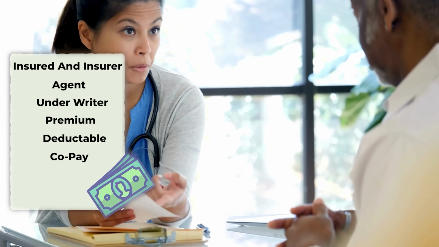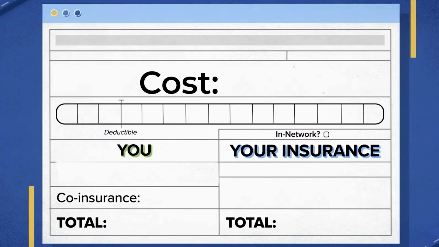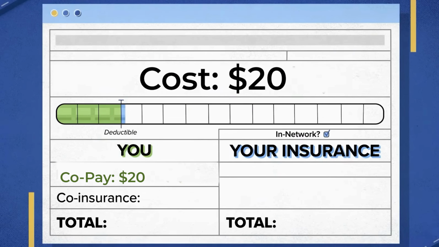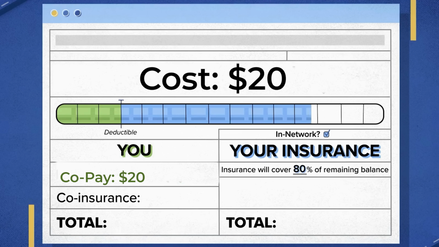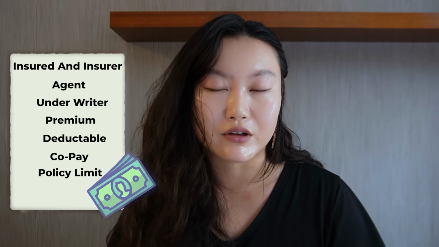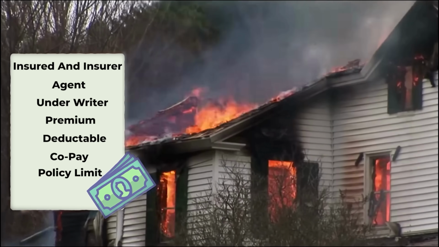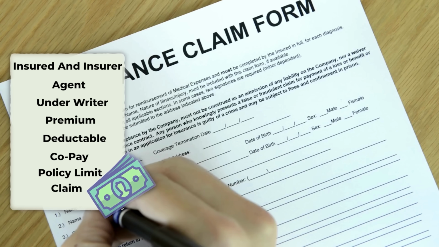There's also something called copay. So sometimes when you visit a specialist office, you have to pay a certain amount in addition to the insurance paying the rest of the amount. So if your copay is $20 to see a dermatologist, you'll pay $20 and your insurance will cover the rest of the visit. There's often also a policy limit, which is the maximum the insurer will pay for the claim. Your home insurance could have a policy limit of $400,000 when it comes to fire damage. A claim is a formal request for coverage.